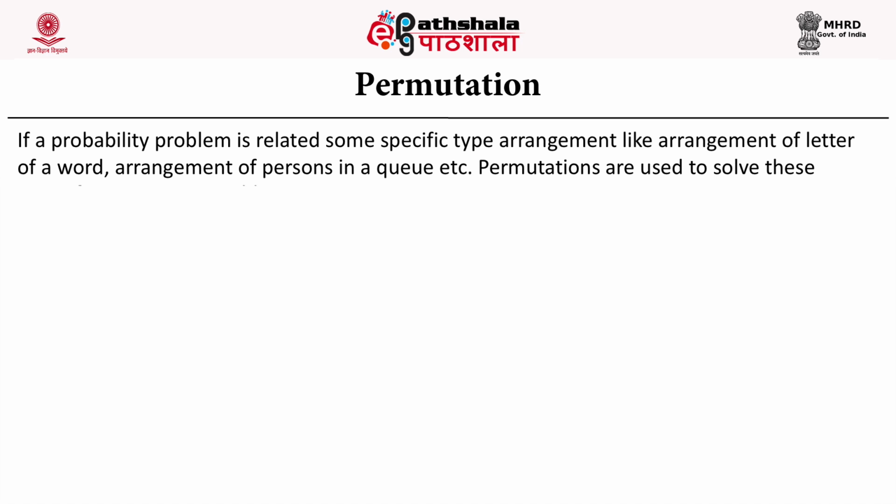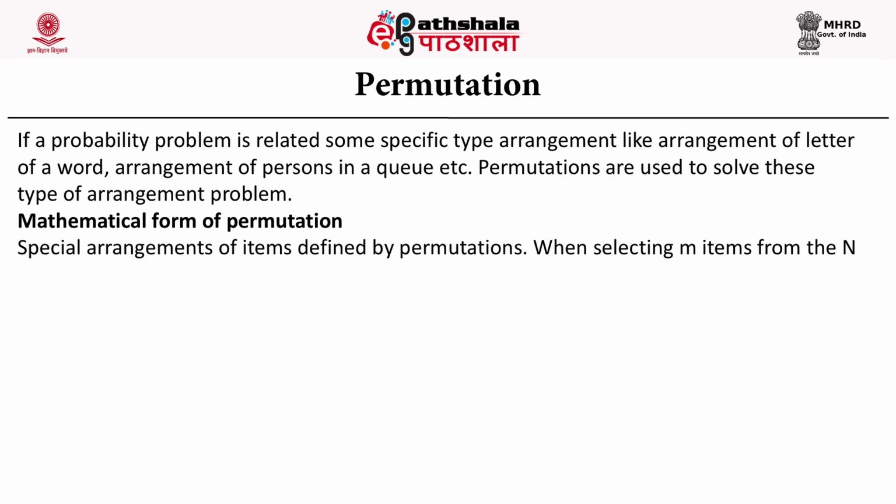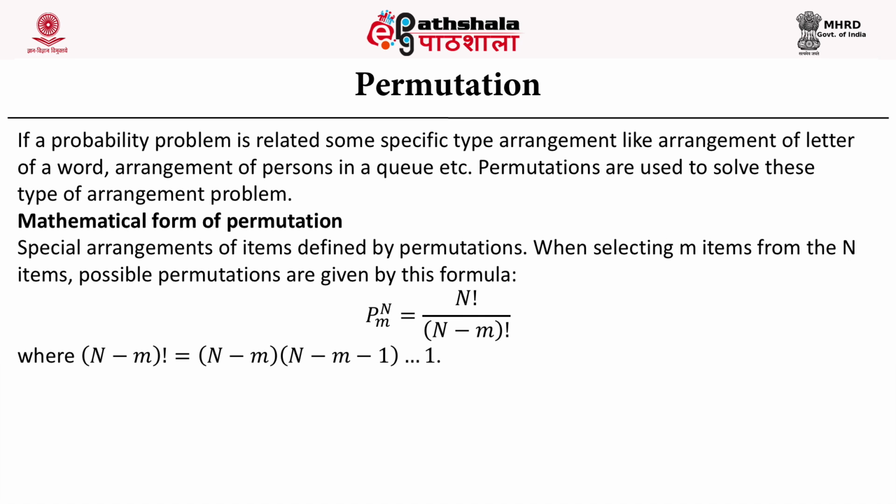Now we will discuss the definition of permutation. If a probability problem is related to some specific type of arrangement, like arrangement of letters of a word, arrangement of persons in a queue, permutations are used to solve these types of arrangement problems. Mathematical form of permutation: in this we discuss how one can find the permutation for a given problem, and the formula for permutation is given as n factorial divided by n minus m factorial, where n factorial is equal to n into n minus 1 and so on up to 1.